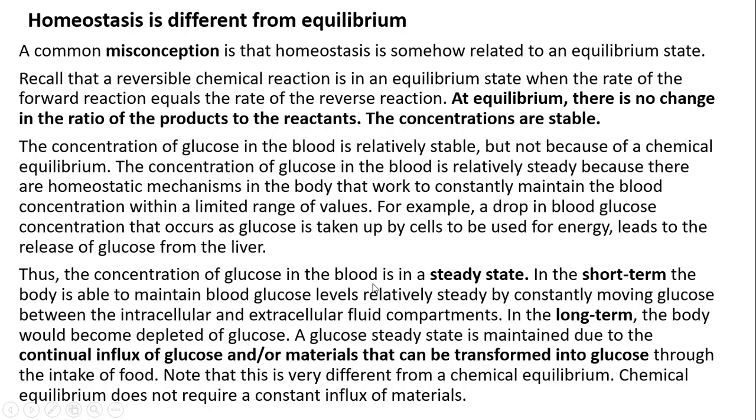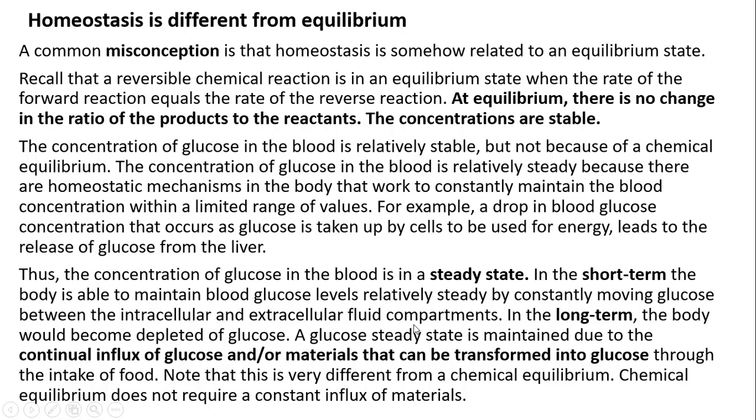And in the short term, this steady state is maintained by essentially constantly moving glucose between different compartments that we've talked about, the intracellular and extracellular fluid compartments. So, for example, as I mentioned, if glucose levels are too low, then glucose can be released by certain cells into the blood. The blood is a part of the extracellular fluid compartment, and so that helps to maintain blood glucose levels.